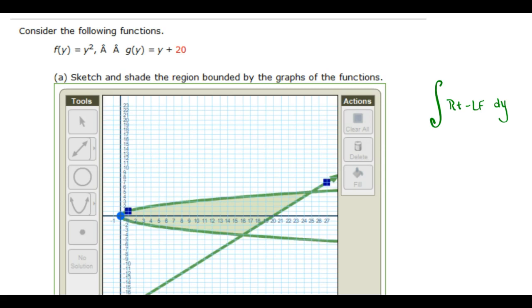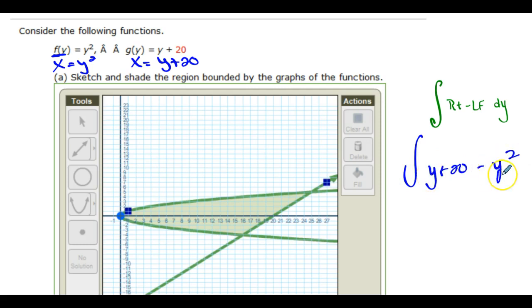Here's that problem from your homework assignment. So you can see they have this f of y, which is really an x equals a y squared. And then they have another x equals y plus 20. Don't solve those for y. Leave those in this term. And instead of doing upper minus lower, you're just going to do the right function minus the left. And the right function is going to be that y plus 20 minus the left function, which is this guy.